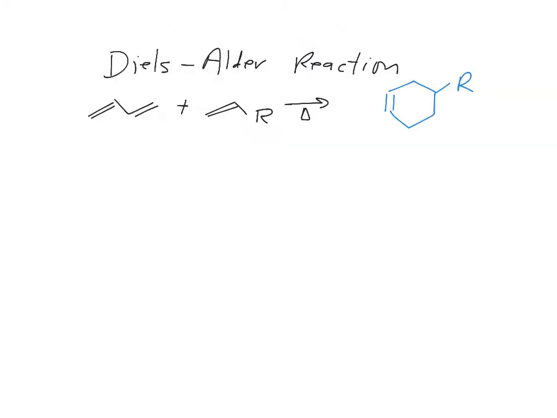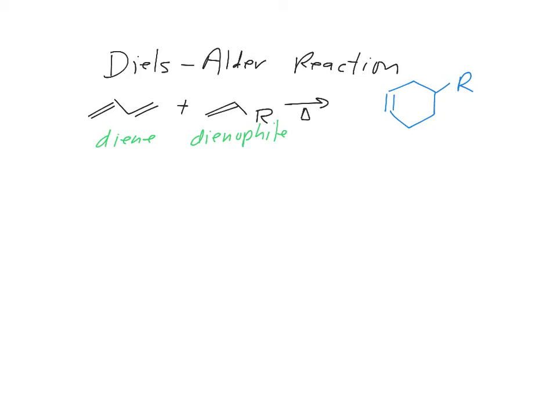So the Diels-Alder reaction is an interesting reaction that goes from a diene, reaction of a diene, just like we were talking about before, reacts with an alkene. We call this alkene, because it reacts with a diene, the dienophile. So that alkene just loves dienes. And when it reacts, it forms a cyclohexene ring.